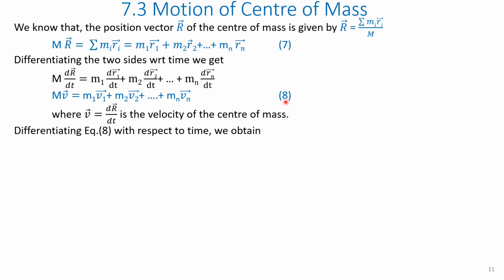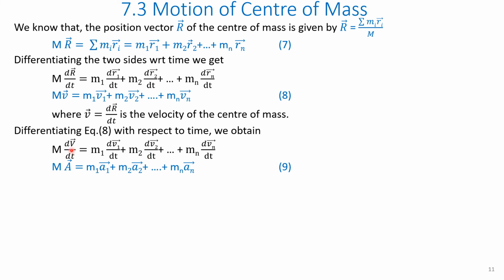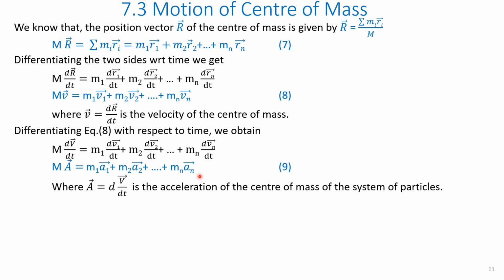Now once again we will differentiate equation 8 to get the acceleration. Therefore, M into dv by dt equals m1 into dv1 by dt plus m2 into dv2 by dt plus and so on up to mn into dvn by dt. Hence, the left-hand side, dv by dt, is capital A, the acceleration of the center of mass. Therefore, M into A equals m1 A1 plus m2 A2 plus and so on plus mn An. Let it be equation 9. Here, vector A equals dv by dt, where v is the velocity and capital A is the acceleration of the center of mass of the system. Please note, capital A is the acceleration of the center of mass.